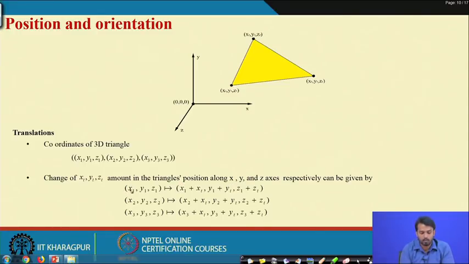So the position will be changed from x1, y1, z1 to x1 plus xt, because it is translated by xt in the x axis, similarly yt in the y axis and zt in the z axis. Each of the coordinates will be translated by the amounts xt, yt and zt. Similarly, for x2, y2 and z2, we can observe this property.